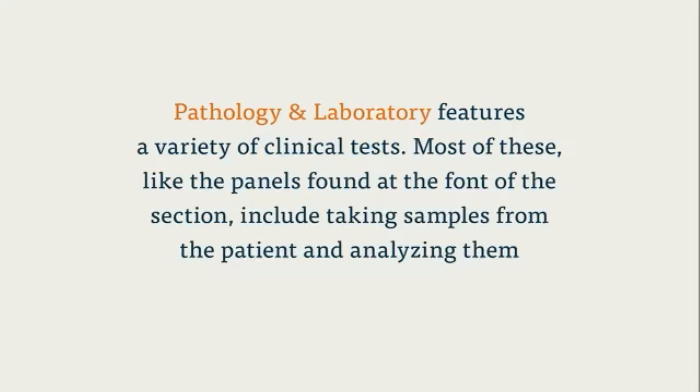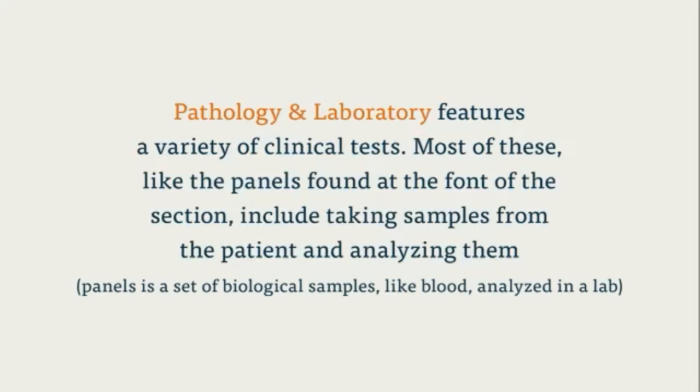Pathology and laboratory features a variety of clinical tests. Most of these, like the panels found at the front of the section, include taking samples from the patient and analyzing them. Panels are a set of biological samples, like blood, analyzed in a lab. Here's a more detailed look at the types of tests pathology and laboratory includes and the numerical ranges they occupy.